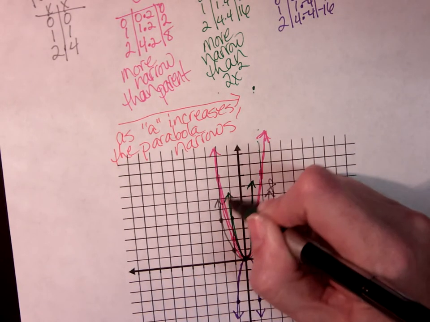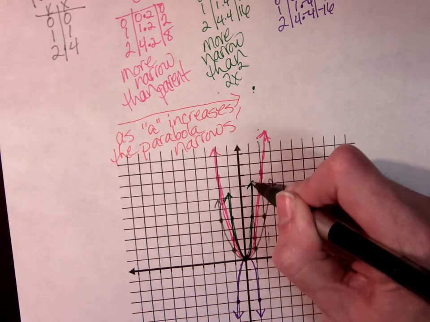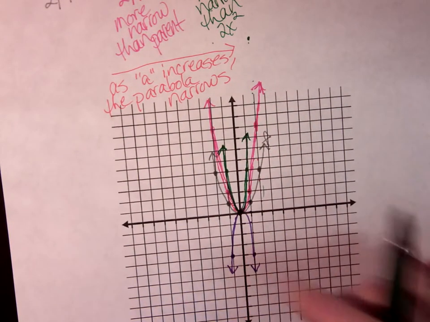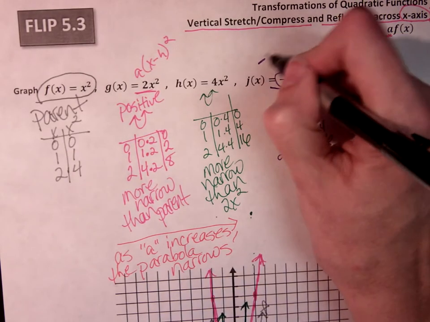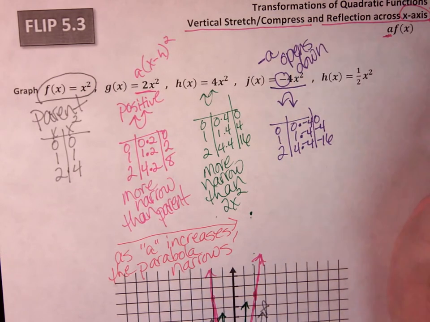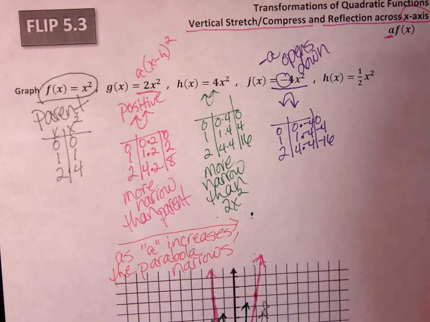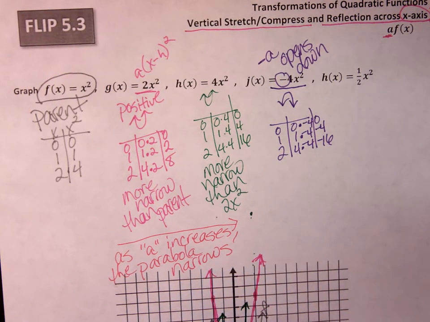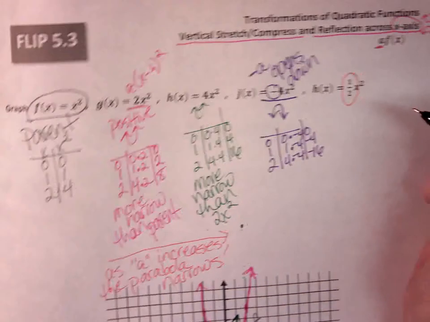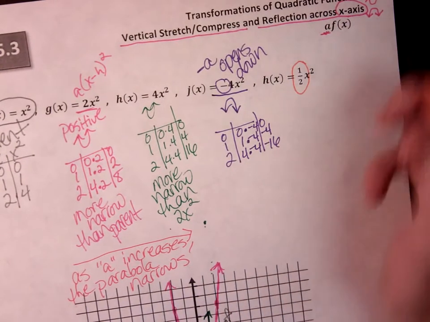It's just going in the opposite direction. And this is what we mean when we say it's reflected across the x-axis. Those parabolas match. They're just moving in opposite directions from each other. Okay? So it's the negative that opens down. Okay? So we said as a increases, the parabola gets more narrow. What happens when it decreases? Because this is the least value a we've had, 1/2. It's positive, so we know it opens upwards.